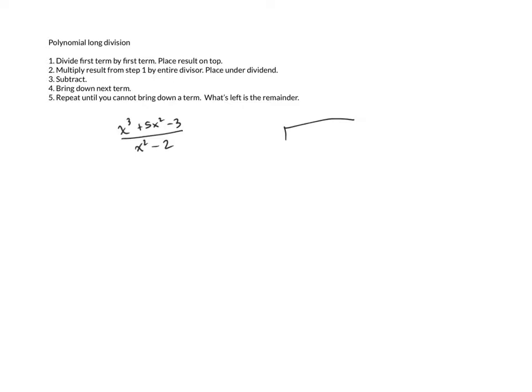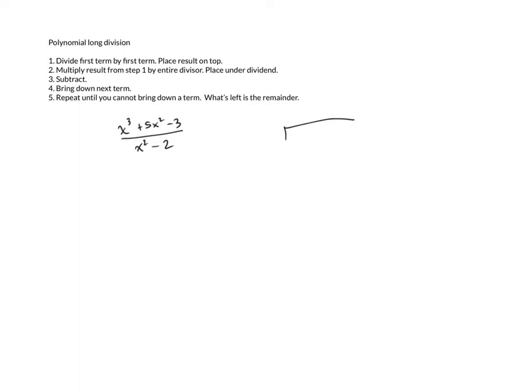Do you notice how when I look at the powers on the thing that's in the numerator, they go x cubed, x squared, and then they skip an x and go to 3? When we're doing long division, if you ever see powers that are skipped, it's really useful to insert a placeholder so everything lines up when we go to do the subtraction step.